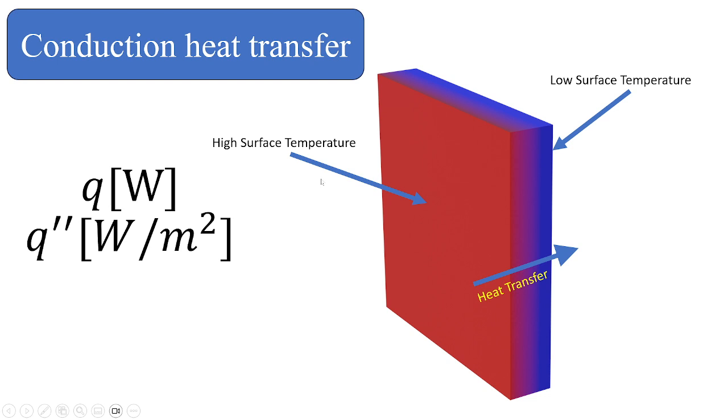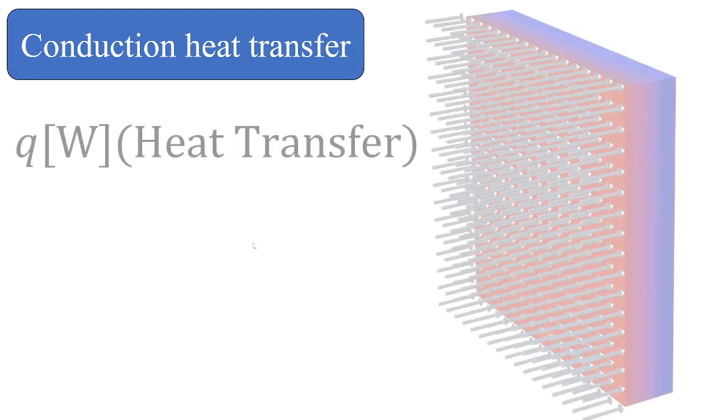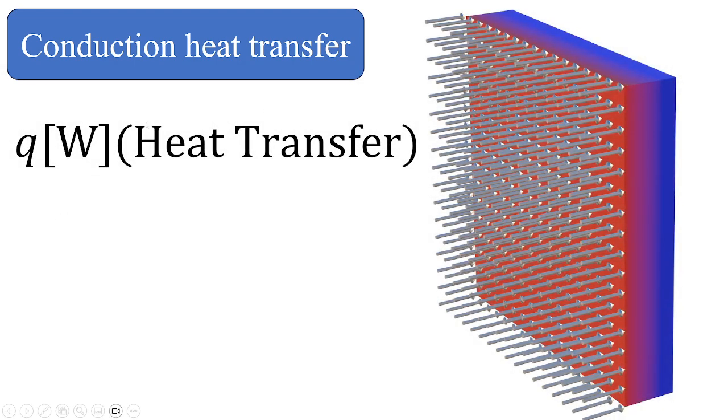We have two concepts. We have the heat transfer and the heat transfer per unit area, which is called flux. When we have a double dash, we have heat transfer per unit area, which is watt per meter square, while the heat transfer is in watt. If we have a wall that is maintained at a high temperature on this side and a low temperature on this side, heat will be transferred from the high temperature to the low temperature. As we can see here, heat transfer is directly proportional to the area.